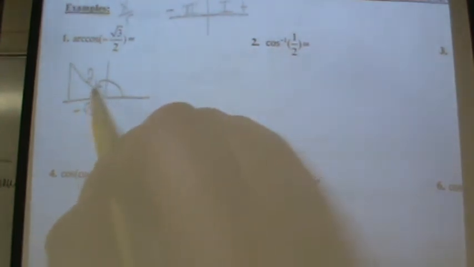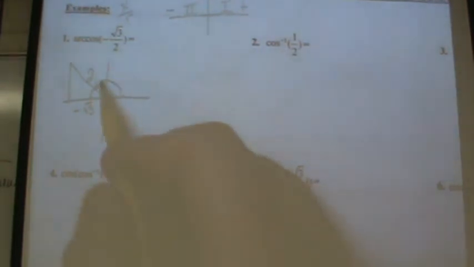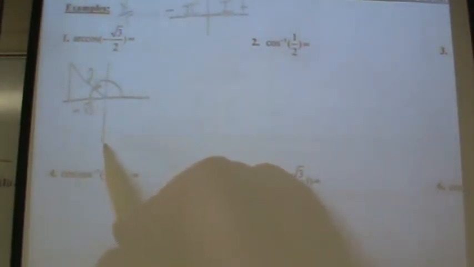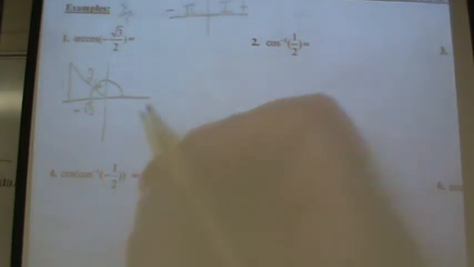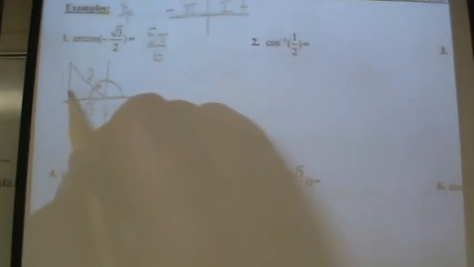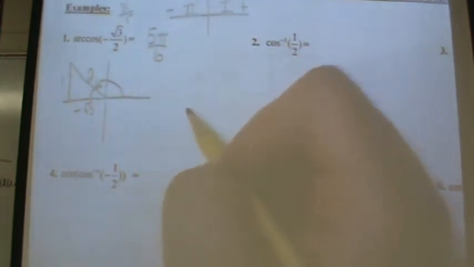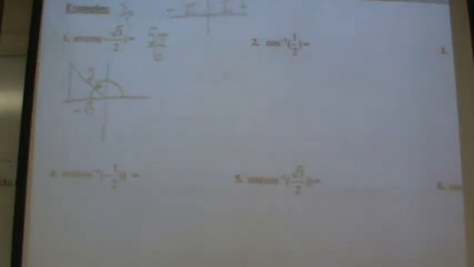So we know that this is our 30, 60, 90 again. And what angle is this? So we're going to end up with 5 pi over 6, because we know that this angle is our pi over 6 angle. So we're looking at the pi over 6 angle in the second quadrant, which is 5 pi over 6. That's why the unit circle is so important. If you don't know that, make sure you do.